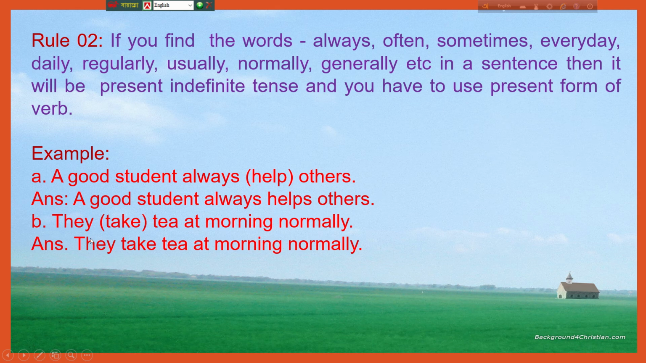Let's see the next one. They take tea at morning normally. So we find the word normally. So this sentence will be present indefinite tense. So the answer will be: they take tea at morning normally. You don't need to use s or es in this case because the subject of this sentence is third person plural. So we have to use the present form of verb without s or es. So I think you are clear. Let's see the next rule.